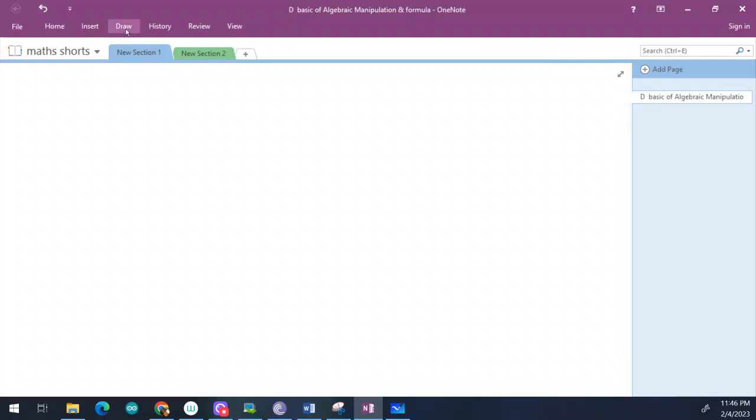The next question is question number 2. The question is p square minus p minus 6 over p minus 3. This is the question. We are going to break this middle term. This is the first term, this is the last term, and this is the middle term. We are going to break this middle term.